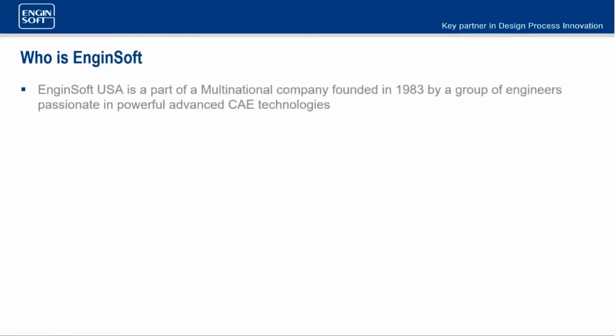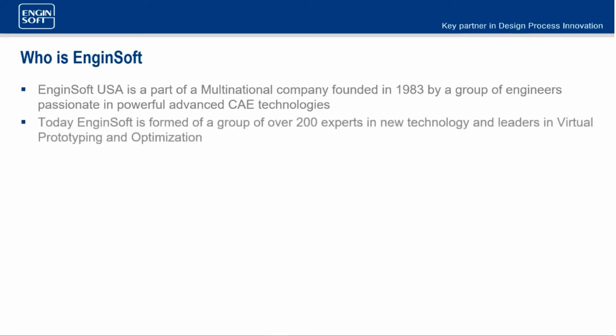So, kicking off with who EnginSoft is. EnginSoft USA is a part of a multinational company that was formed in the mid 80s by a group of engineers in Italy, and they've since expanded out, but have stayed true to their core focus of CAE technology. So today we have over 200, and that might be over 300 at this point, experts in technology across a wide array of CAE topics. And we're leaders in virtual prototyping and optimization.